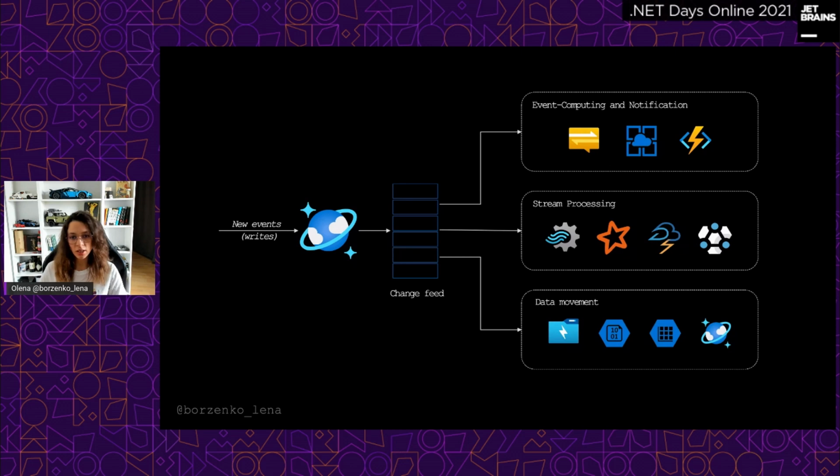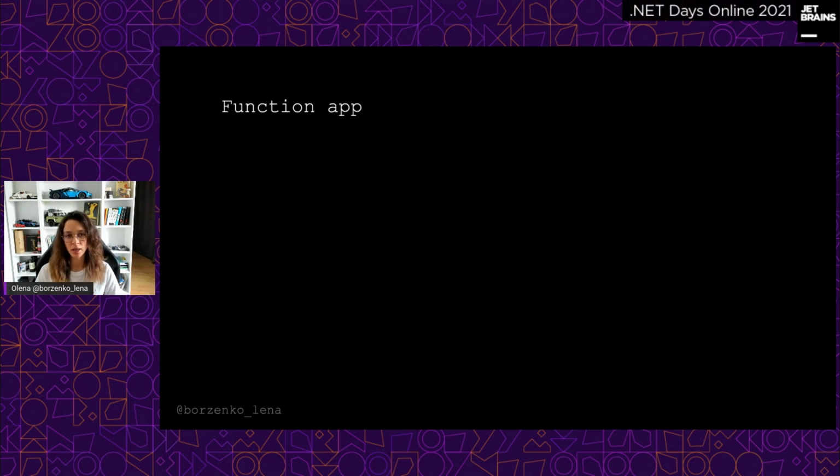I just wanted to give a general overview of Cosmos DB and the change feed, because it is important to understand later how it will generate some movements and how we'll see those real-time updates.